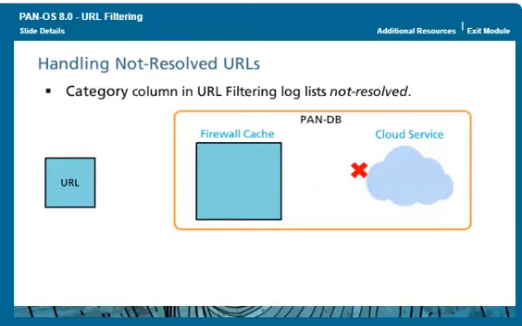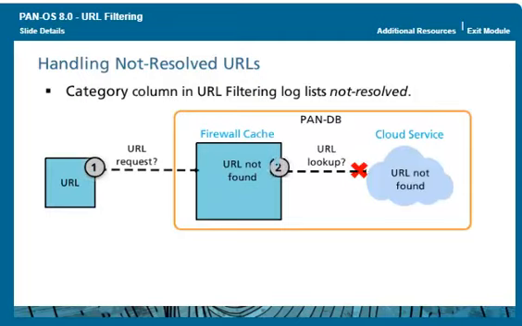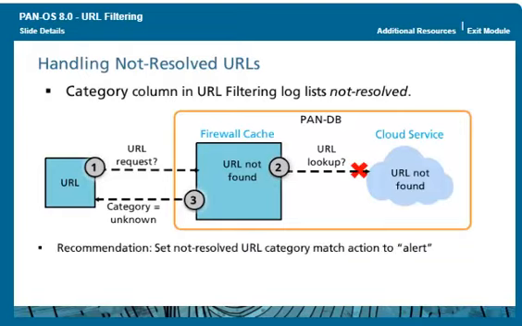A URL matched to the Not Resolved category indicates that the URL was not found in the local URL filtering database and the firewall was unable to connect to the cloud database to check the category. Configuration of the block action for traffic that is categorized as not resolved might be disruptive to users. You could configure the action as alert so that users are not blocked by company policy, yet log entries indicate that URLs are not being resolved to URL categories.